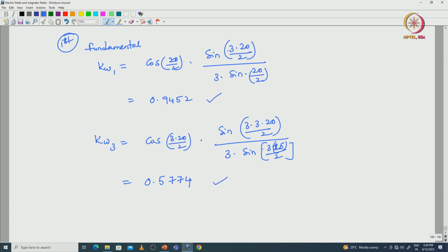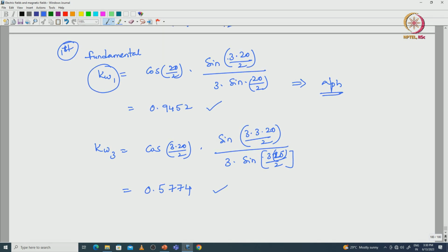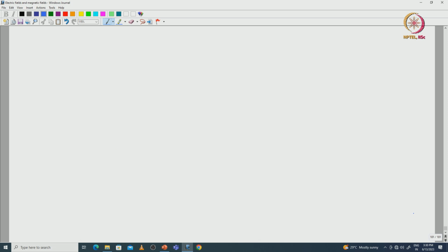So, now with respect to the fundamental, we can calculate the number of turns per phase by substituting Kw1 in the voltage equation. This is how we can calculate the winding factors. For example, another example I will consider: how to decide the short pitch angle to eliminate the fifth harmonic.